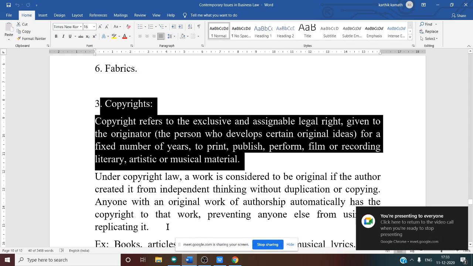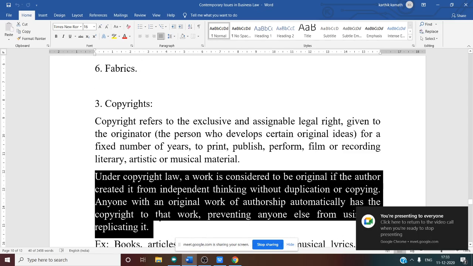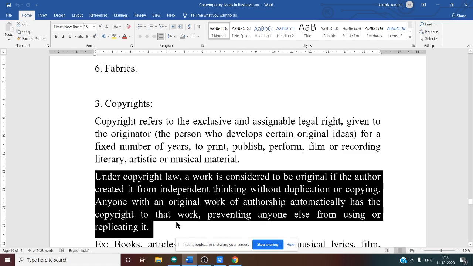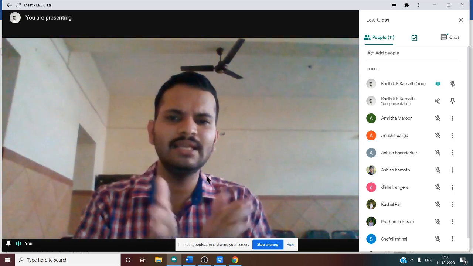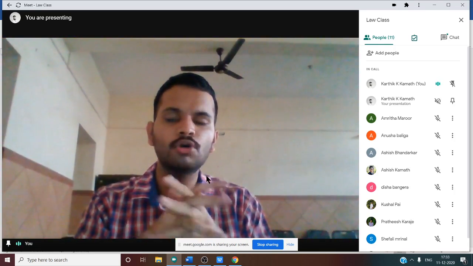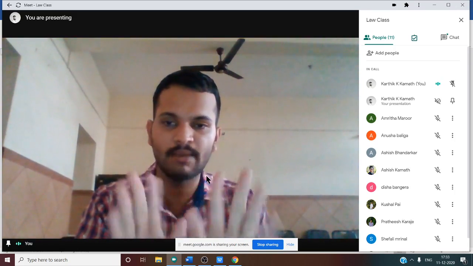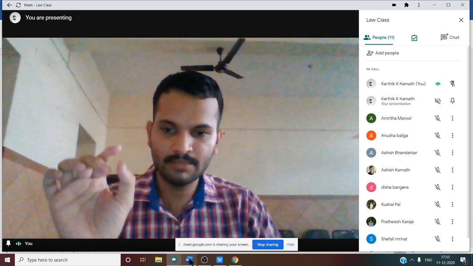See this, under copyright law, a work is considered to be original if the author created it from independent thinking without duplication or copy. That means what? Here, the work should be original in nature and you should not copy your invention from someone else. So that is the meaning of this.